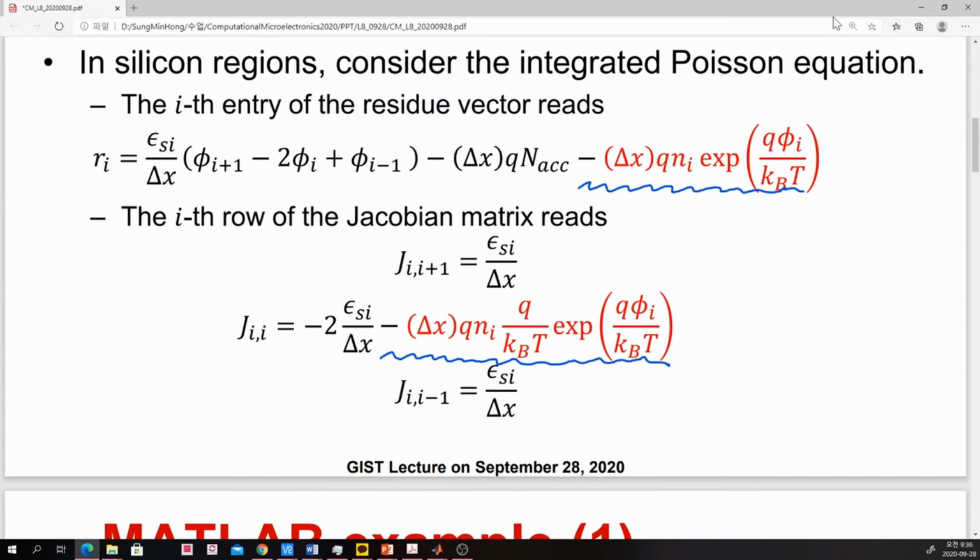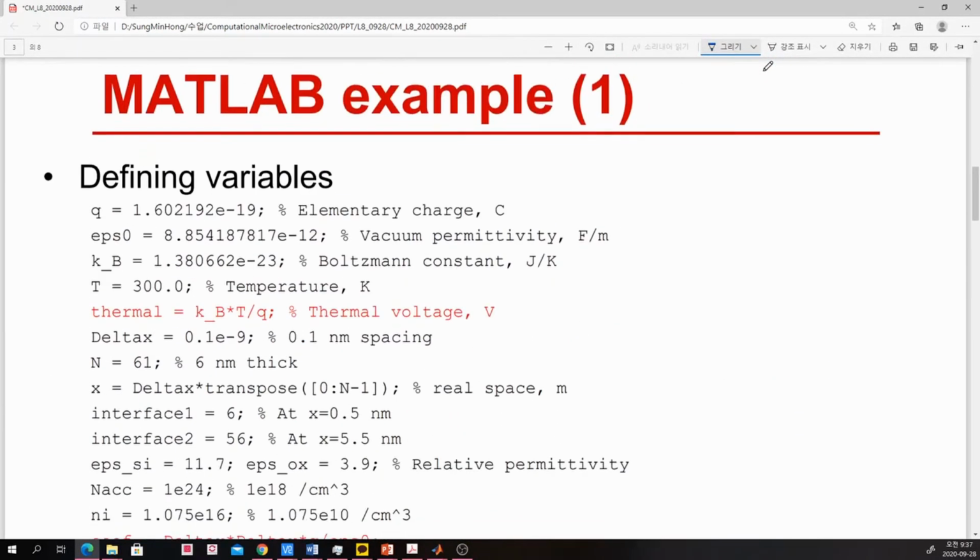If we can reuse the Jacobian matrix, then everybody will be happy. But unfortunately, since we have a nonlinear system, the Jacobian matrix should be recalculated every time. So that gives us a certain overhead to recalculating the Jacobian matrix. So let's go to our example.